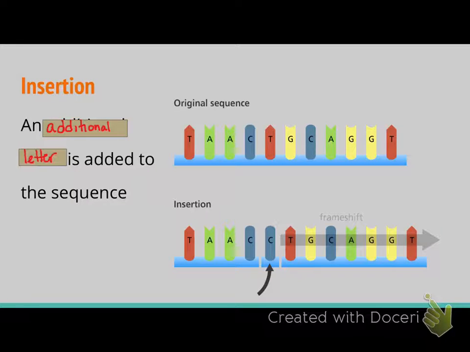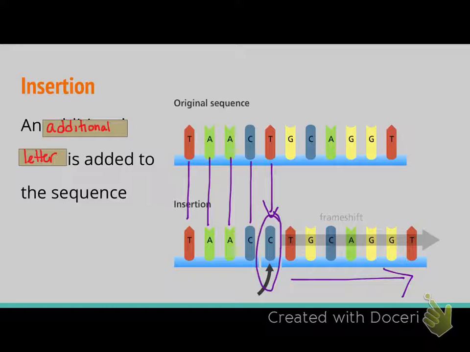Alright, next is insertions, and an insertion is just when an additional letter is added to the sequence. So in this instance, you can see the T and the A, they still line up. The A still lines up with A, C still lines up with C. Right here, this T should be a T, but instead a C got mixed up and is there instead, and that shifts everything else to the right, because you can see the T that's supposed to be here is right here. It's still there, it's just one spot over, so that makes everything else shift to the right.